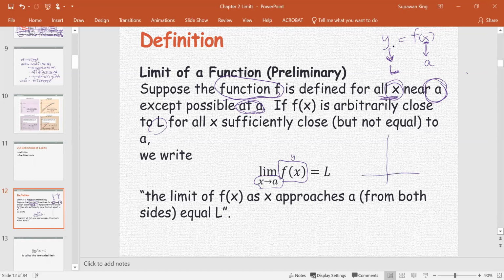For example, you have the graph here. This is the x direction, and this is the y direction, and this is x approaching a. As you come along the graph, x approaching a, the y approaches the value L, coming from the left and coming from the right. We will talk about the one-sided limit later on. Okay, so this is a formal definition.